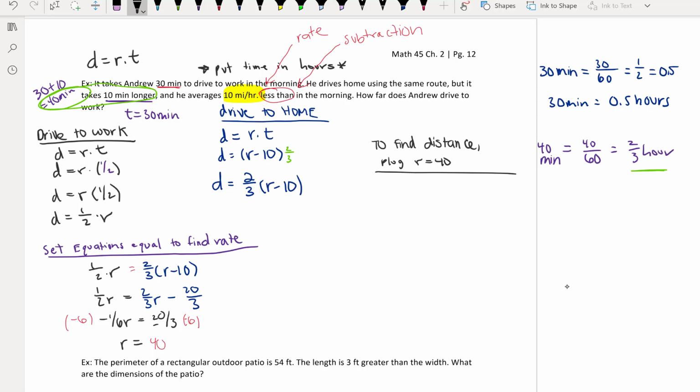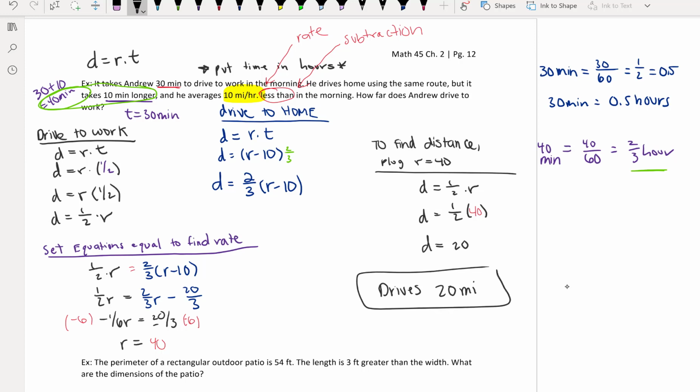So let's deal with the first one. I have that distance was equal to 1/2 times r. So that r value that I'm plugging in is going to be 40. So my distance is half of 40, 1/2 times 40. Well, half of 40 is going to be 20. So Andrew drives 20 miles. So all of that work to get down to that, my answer should be 20 miles here.